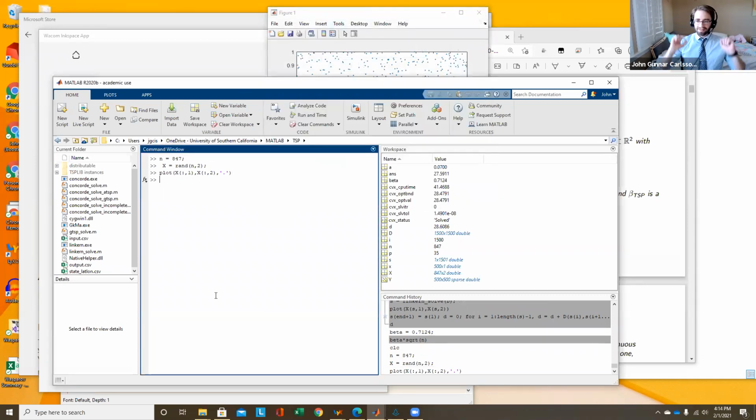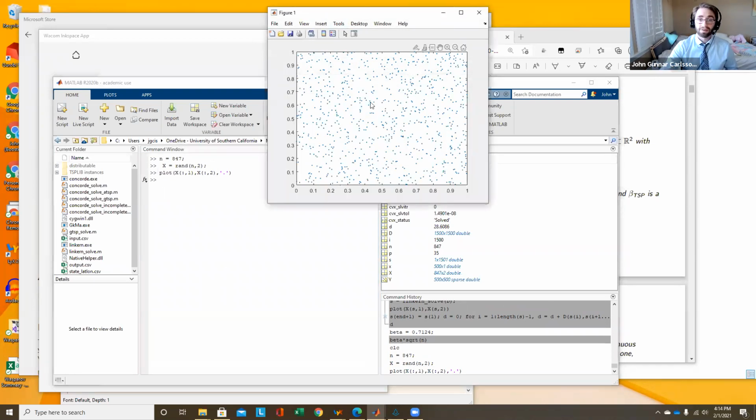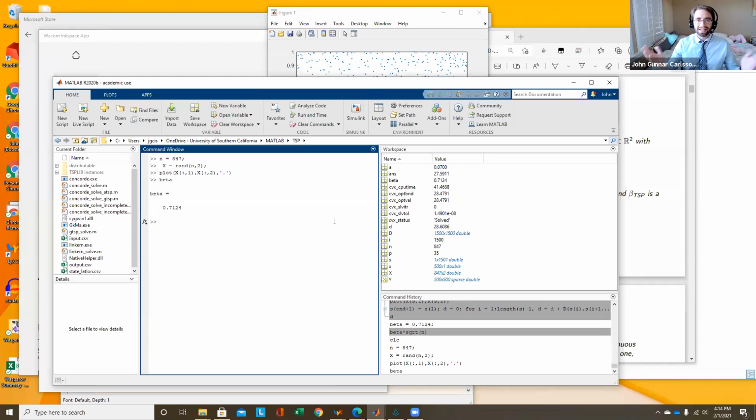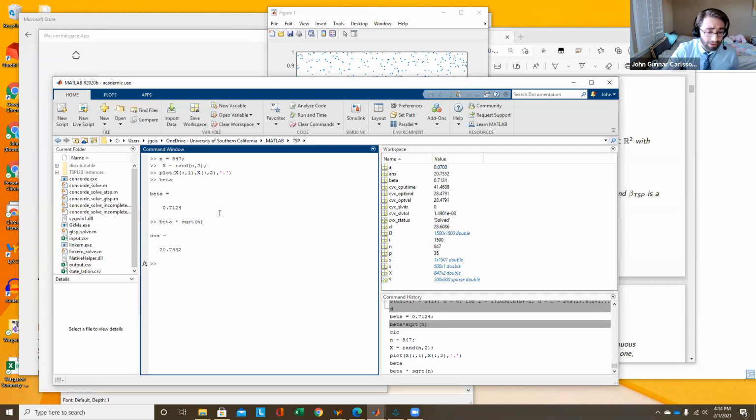So this theorem says that if I want to know, roughly speaking, I'm about to take a traveling salesman tour of these 847 points here. This theorem tells me that a good estimate I can get is the following. So beta is this constant that I mentioned before that we know exists. And I'll use this Applegate estimate of 0.7124. And the prediction is that I can say, well, I think that length of the traveling salesman tour of all these points will be about beta times the square root of n, which is 20.7. Okay, that's the prediction for the length of this TSP tour.